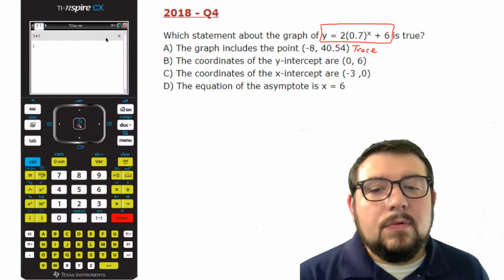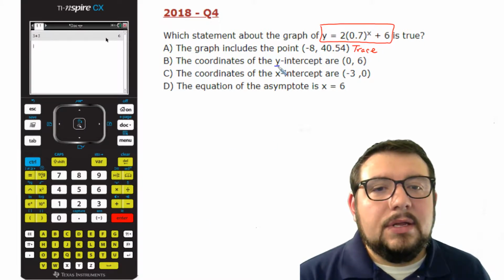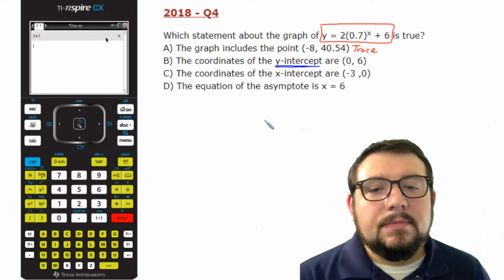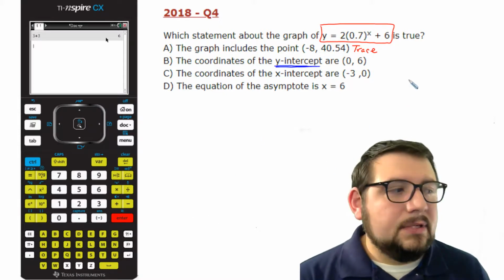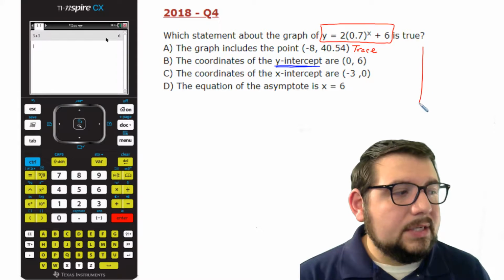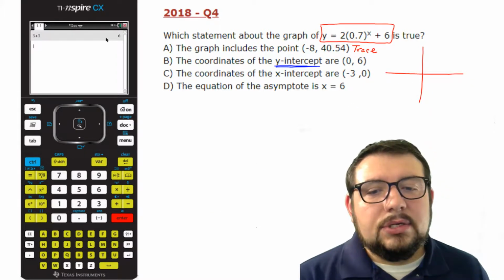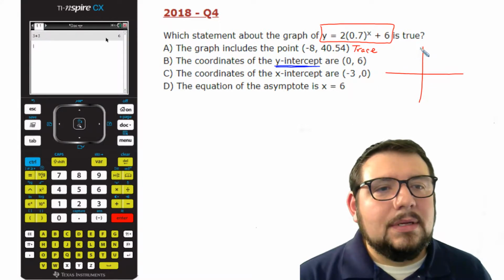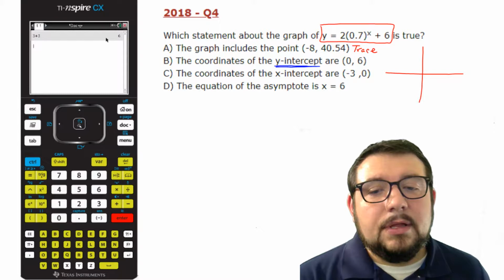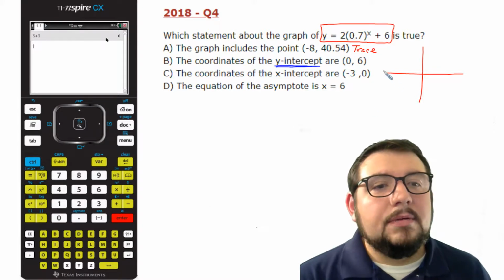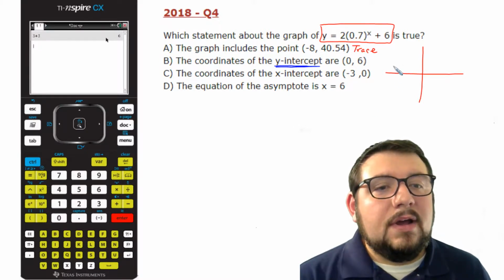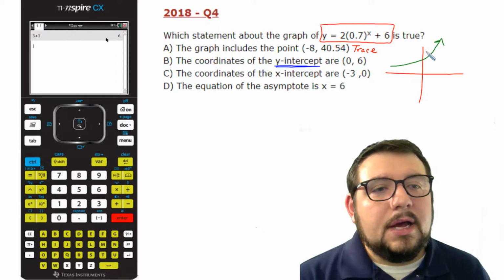The coordinates of the y-intercept. Okay, so here we have vocabulary, the y-intercept. A y-intercept is basically like this. I'm going to make a little sample graph here. Now this graph, I just happen to know, is probably going to look something like this. So let me make it with green. Okay. This graph is going to look something like this, going up into the sky.